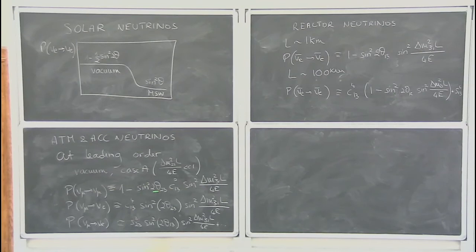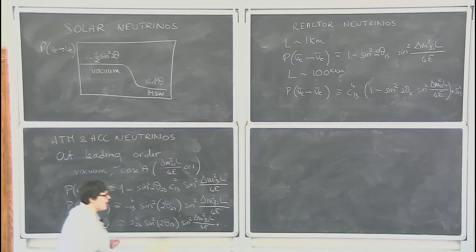You are sensitive to theta 2-3 and to delta m squared 3-1. Now, in certain types of experiments, not in MINOS very well, because it was iron, but in experiments where you can see the electron tracks, for instance, in NOvA, in a water Cherenkov detector, you can also look for nu_mu into nu_e oscillations.